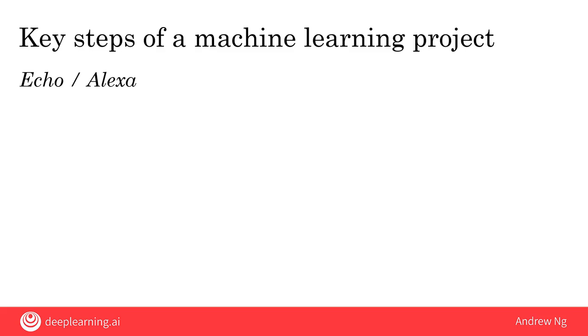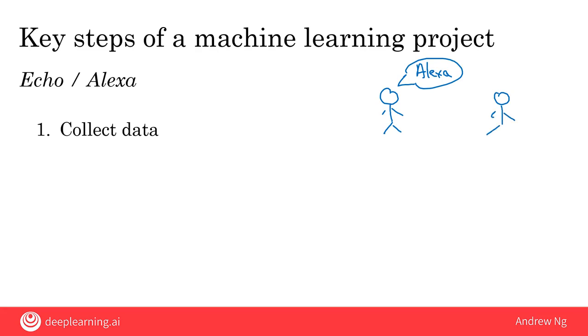Let's go through the key steps of a machine learning project. And just for simplicity, I'm going to use the Amazon Echo and detecting the Alexa keyword as this running example. If you want to build an AI system, or a machine learning system, to figure out when a user has said the word Alexa, the first step is to collect data. So that means you would go around and get some people to say the word Alexa for you, and you record the audio of that. And you'd also get a bunch of people to say other words like hello, or lots of other words, and record the audio of that as well.